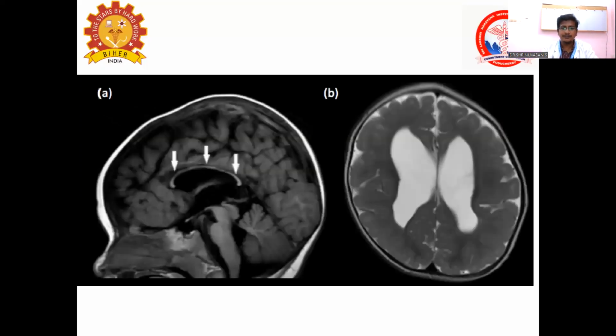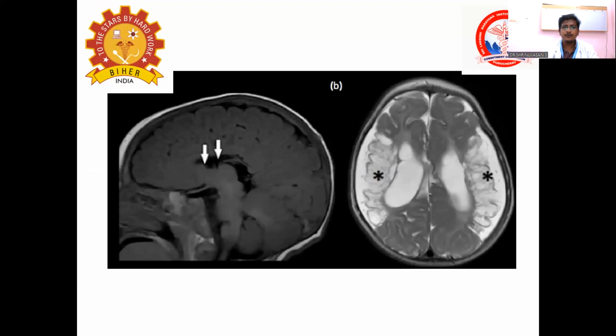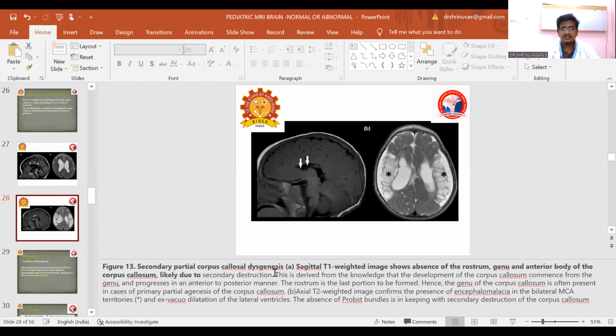So you can see the corpus callosum, which is completely present but thinned out, and here you can see the agenesis of the corpus callosum associated with brain matter necrosis and softening. See this. This is a secondary partial corpus callosal agenesis, which is due to secondary destruction, and the earlier one is the hypoplastic corpus callosum.